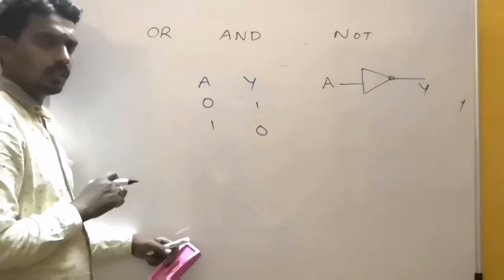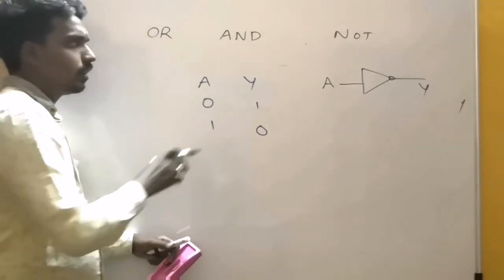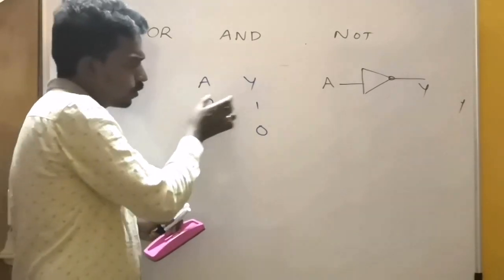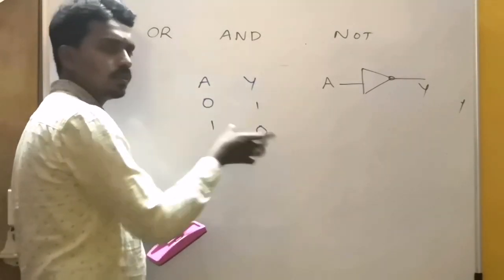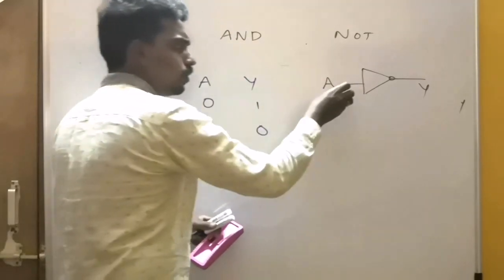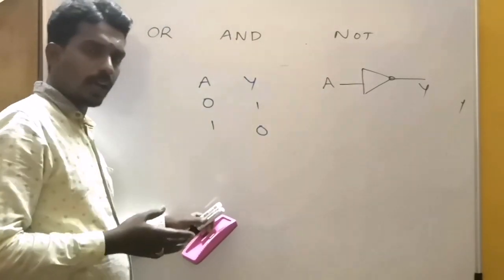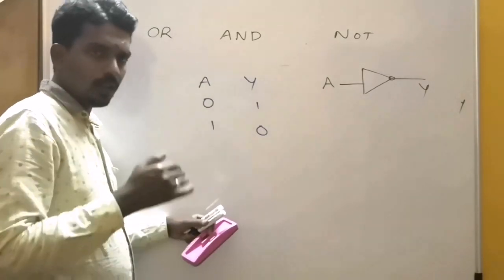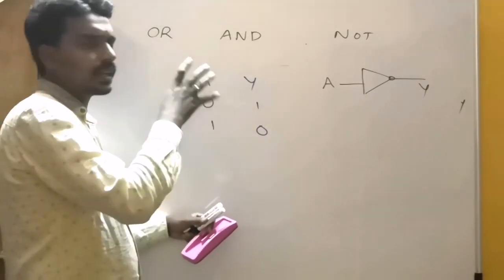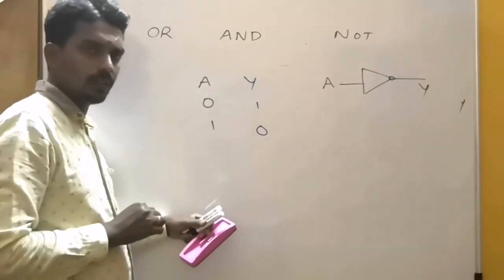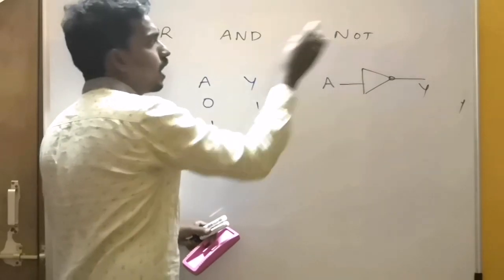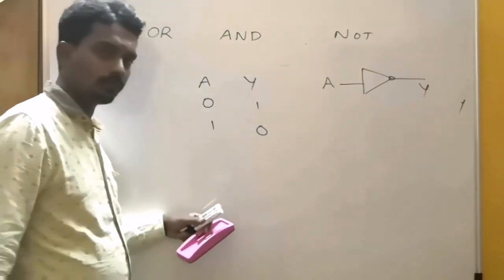So that is how the NOT gate works. Simple one. 0 input gives 1, 1 input gives 0. Usually it is used in addition to an OR gate or AND gate. No question will come particularly based on the NOT gate. The question will come based on the combination of OR with NOT and AND with NOT.